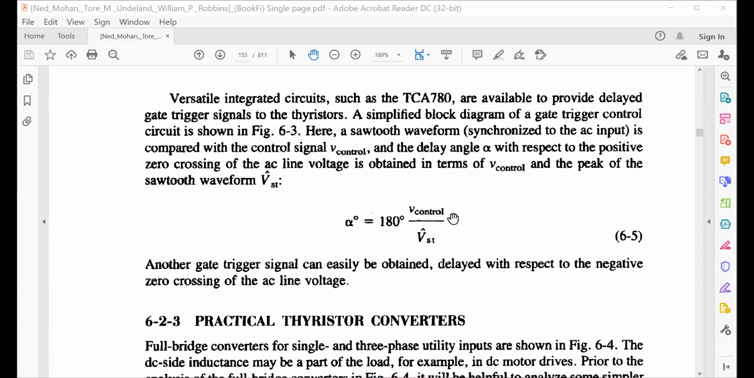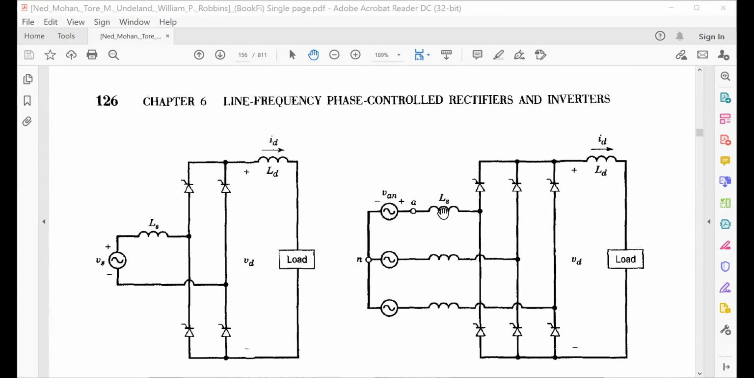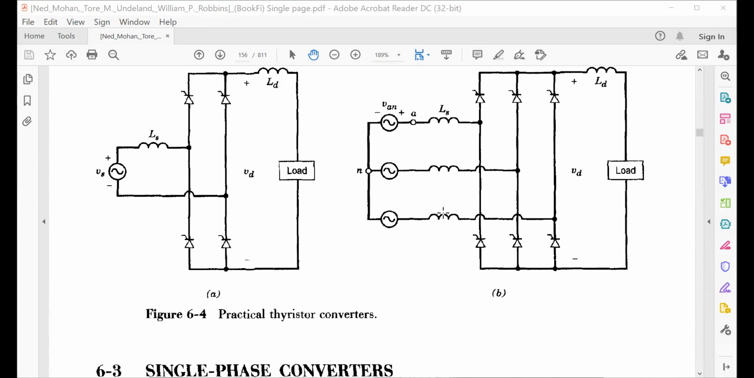So now, today we shall start this one. This will be your practical controlled rectifier or thyristor converter. So this part is the source voltage. What is this LS? What is this LS?